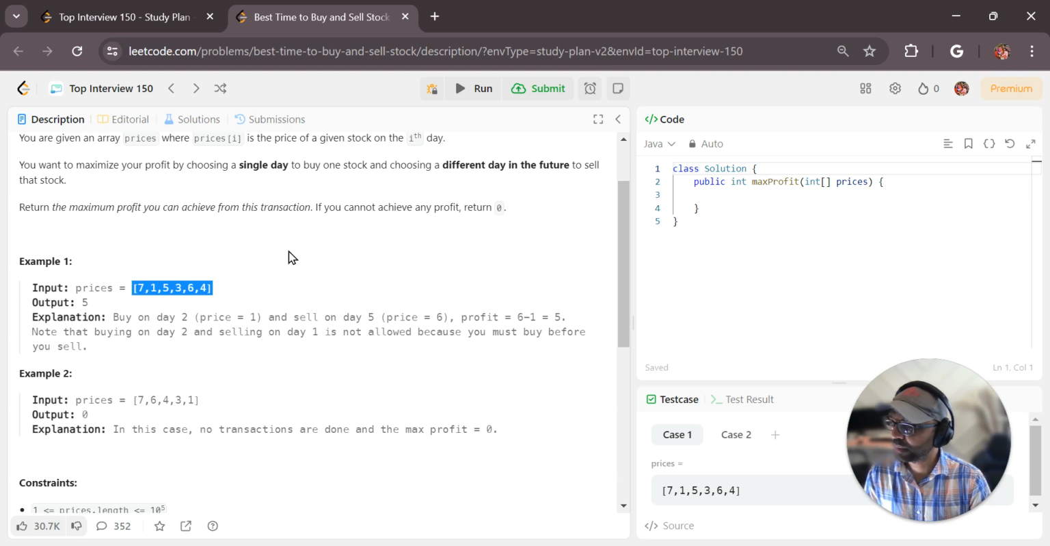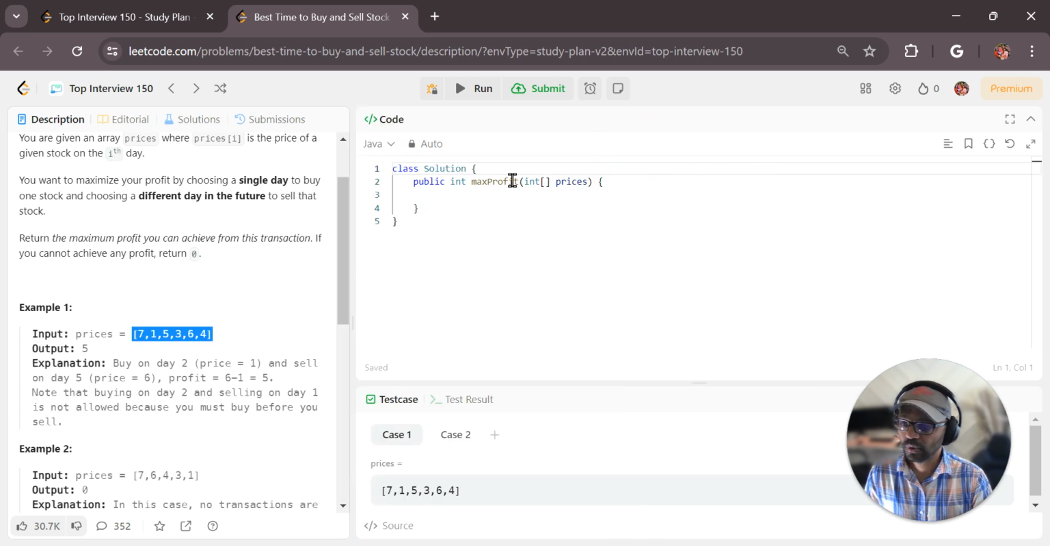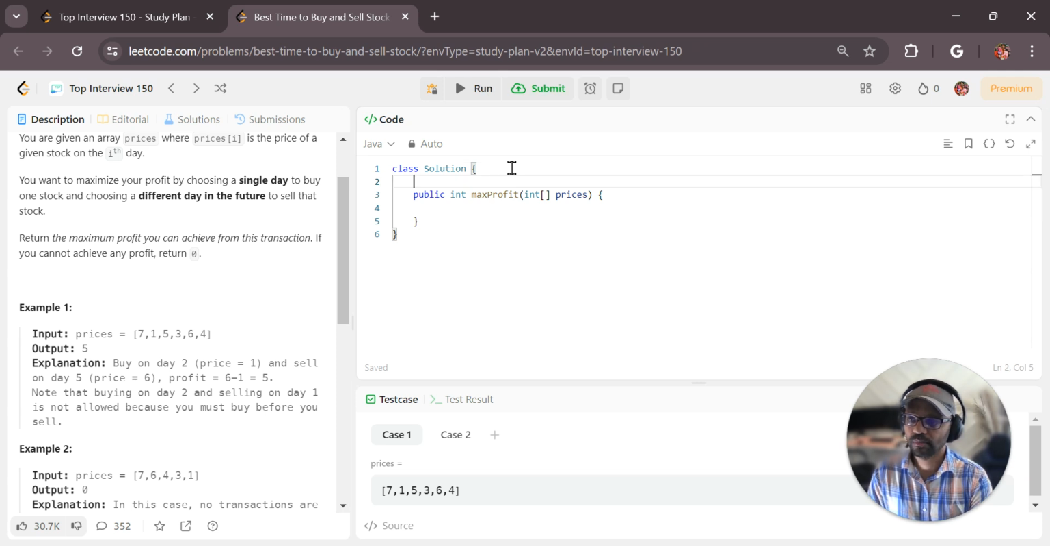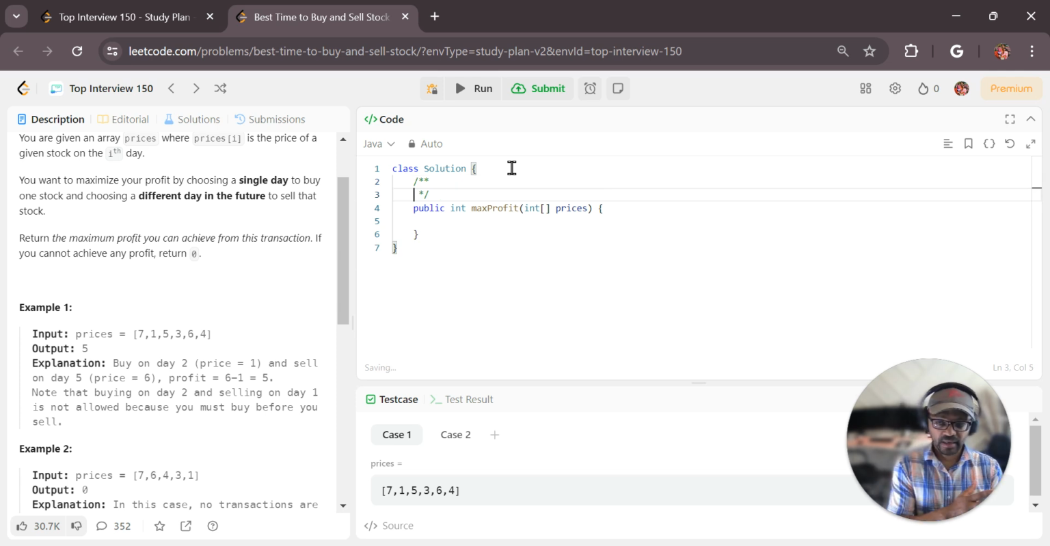Let's actually figure out the approach before we try to code it. The first approach that came to my head as I was reading the problem was a brute force approach, where we basically consider all combinations of a buy day and a sell day and figure out the profit for that combination. And if that is a better profit than what we computed for another combination, we make this our best profit or max profit.